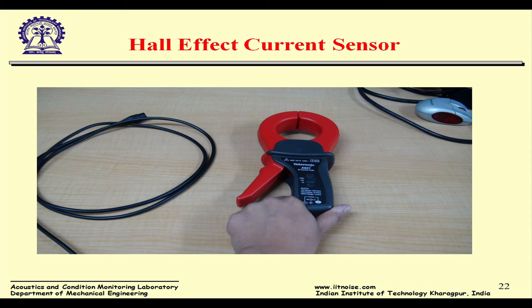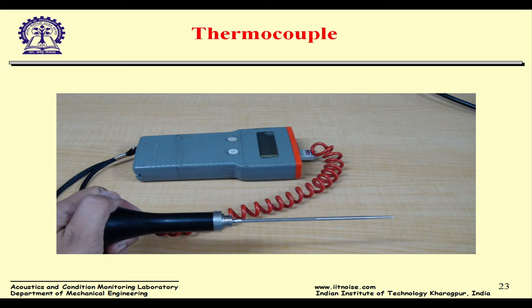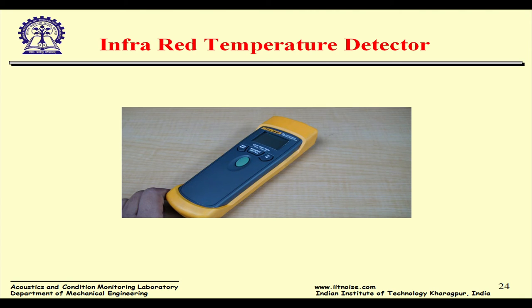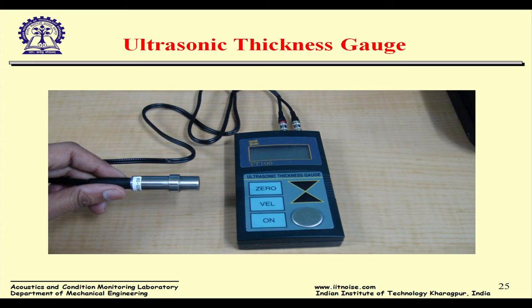I will skip some of these: the Hall effect current sensor to monitor and measure the current being drawn, thermocouple, which you all perhaps know, infrared temperature detector, ultrasonic thickness gauge. Particularly when I go to the field to do a lot of consulting in noise and vibration control, it is not just measuring SPL. Sometimes measuring temperature, measuring other parameters gives you an insight into solving the problem. And when they see a professor from IIT, they ask me a few more questions.